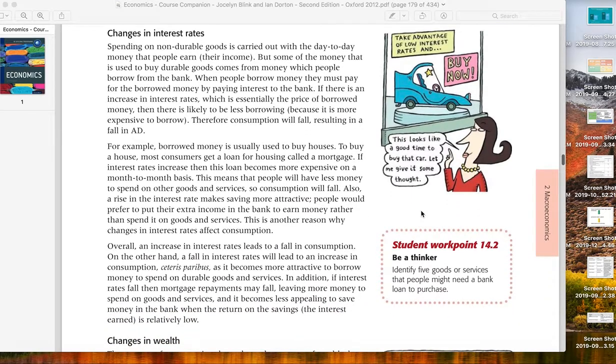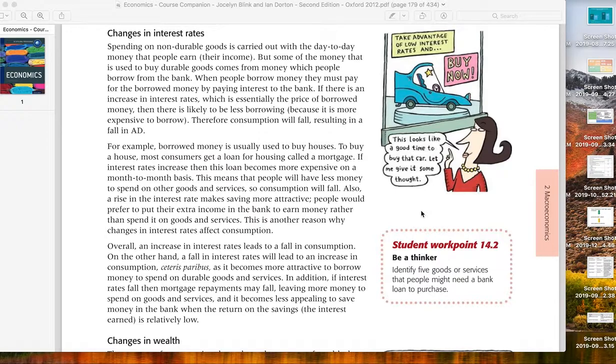Changes in interest rates also impact us. That's why you see the government constantly raising, or right now, the interest rates are at an all-time low because of COVID-19. Spending on non-durable goods is carried out on day-to-day money, so that's stuff that we're using every day. But some of the money that's used to buy durable goods comes from money which people borrow from the bank. When you buy a car, you don't really buy it from cash in your pocket because it's such a huge investment. So, as a result of that, when people borrow money to buy those durable goods, depending on the interest rates you are being charged, it will either encourage them to borrow more or less money.